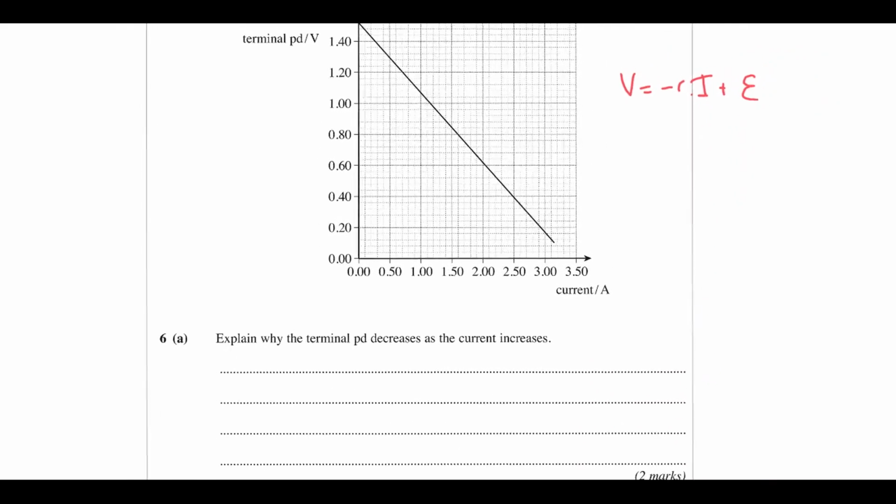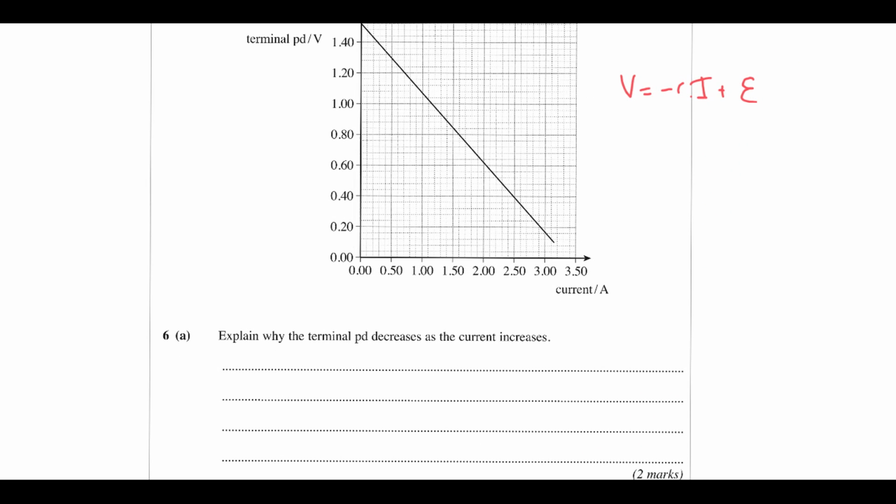So let's first of all look at what we're asked. Explain why terminal PD decreases as current increases. Okay, so the first thing is, if we look at the equation, let's just do it in its conventional form for now, V equals EMF minus Ir. So you can see from this equation, internal resistance and EMF stay the same, current increases, so a bigger value is subtracted from it, or there's a greater potential difference across the internal resistance there. So let's go with that one.